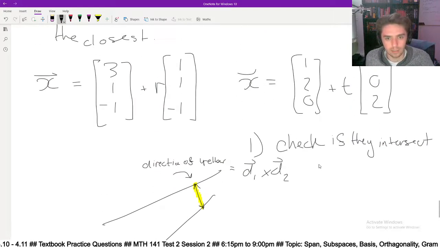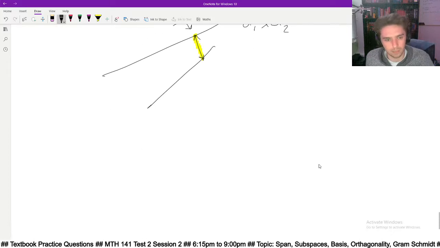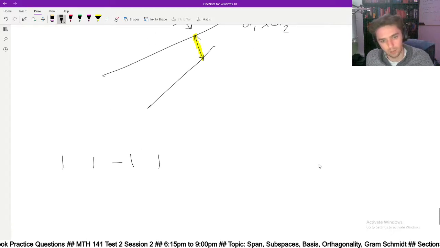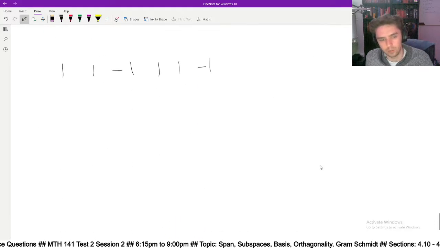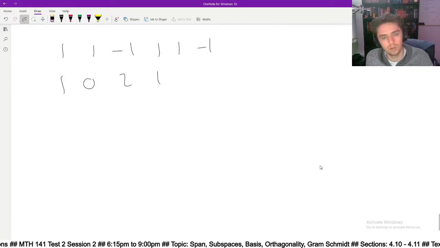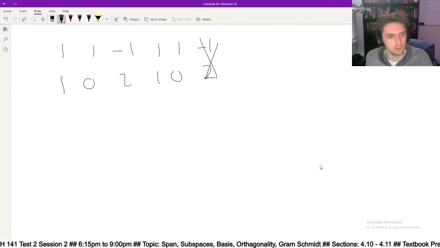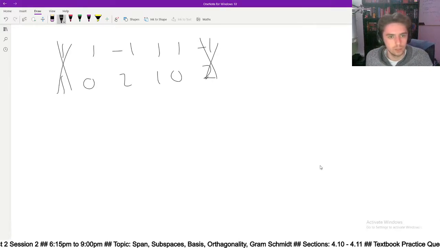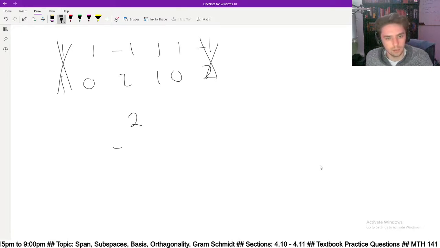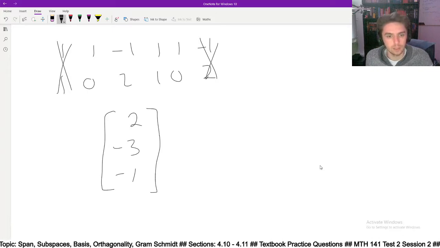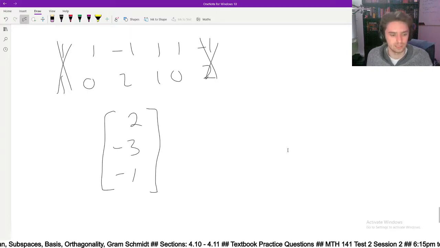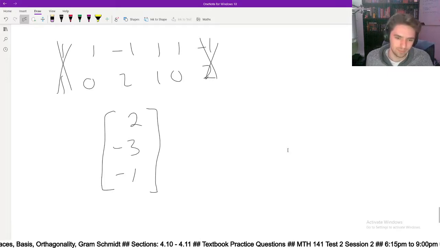So let's do the cross product of the direction vectors. 1, 1, minus 1, and 1, 0, 2. Okay, so let's cross these. So 2, negative 1, minus 2, 0, minus 1. Okay, so that's the direction that the shortest distance will be going in. That's something.